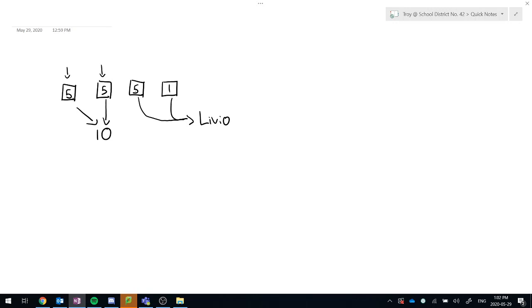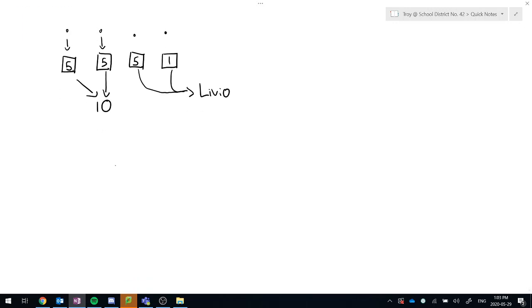Okay? So what we have to do now is consider the step before Livio. How many cookies did Livio have available to him at the beginning of his method of separating them into the piles? Well, he had all of these added together. So he had 5 plus 5 plus 5 plus 1, which of course gave him 16.